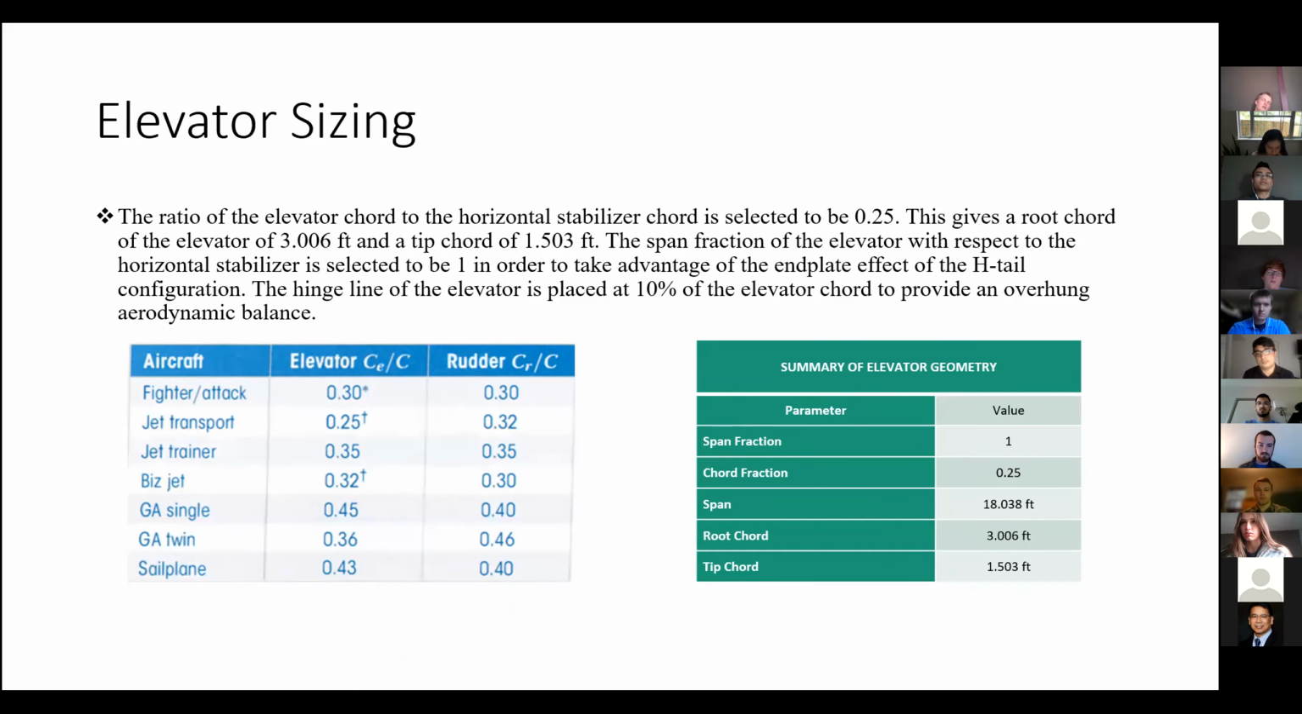For elevator sizing, we also used historical guidelines. If you look at the table on the left, we selected the jet transport to most closely approximate our aircraft. Because of that, we chose a chord ratio of 0.25. We selected the span of the elevator to be the entire span of the horizontal stabilizer, and that allows us to fully take advantage of the end plate effect given by the horizontal tail. We also decided to place the hinge line of the elevator at 10% of elevator chord, giving us an aerodynamic overhang balance. This just reduces the torque load necessary to deflect the elevator.